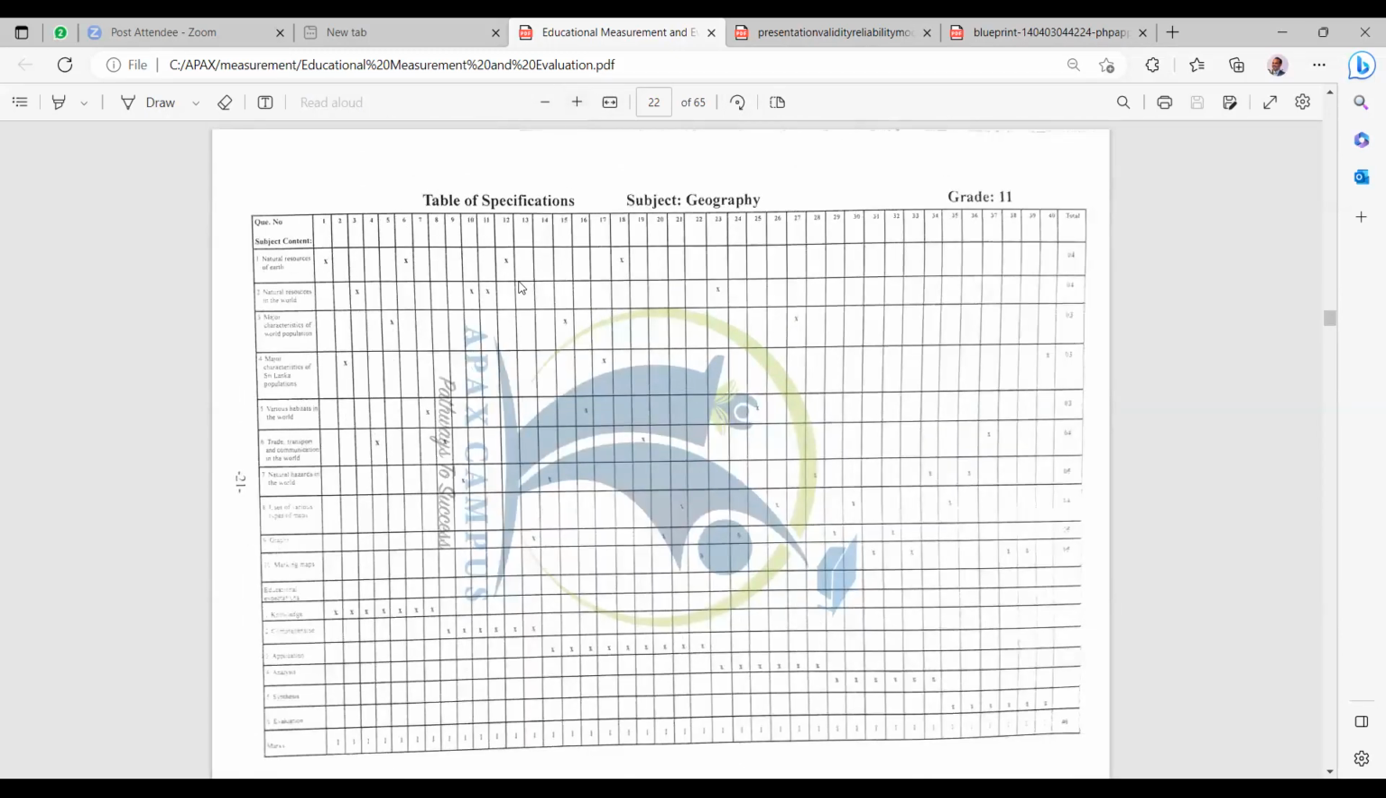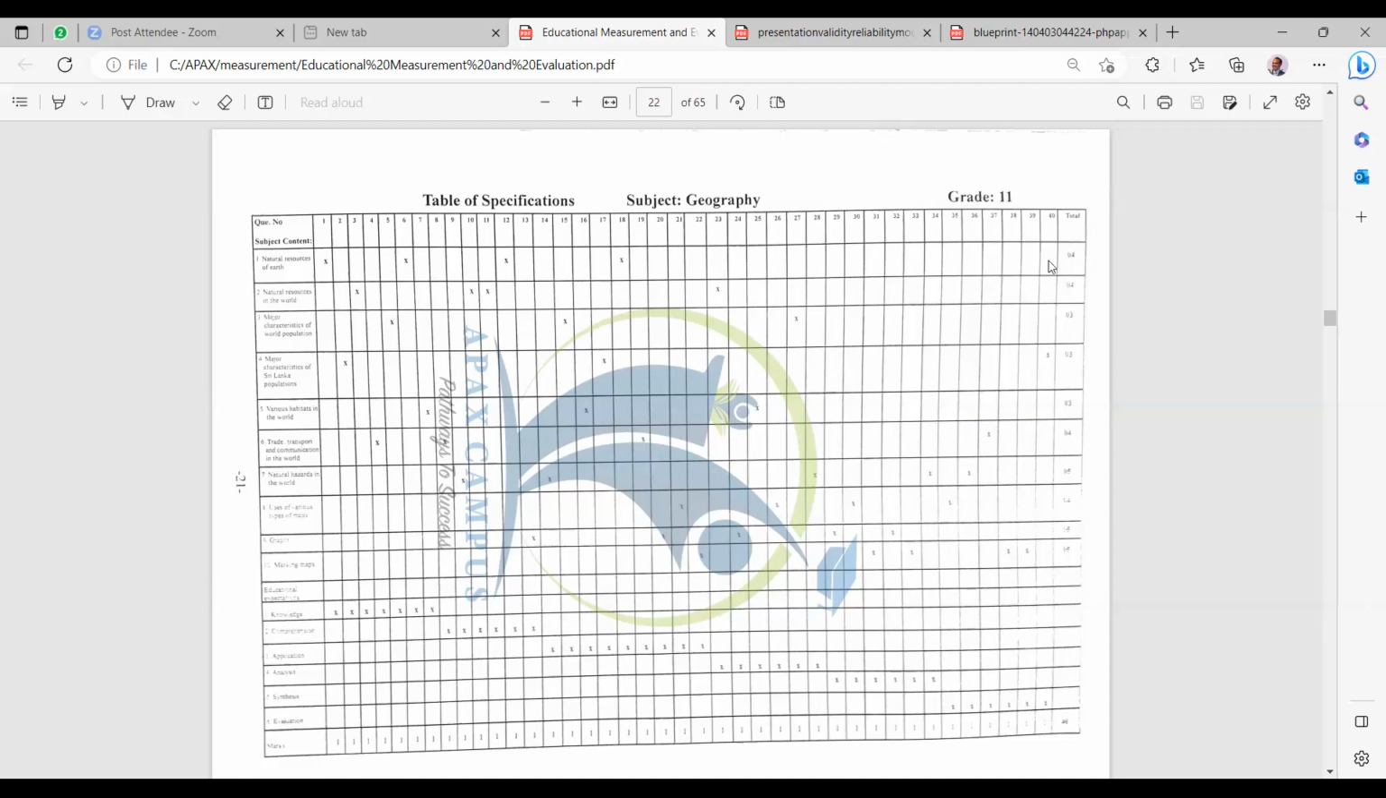So here you can see the table of specifications. The subject and the grade are given, with question numbers and subject content. Here the paper setter has decided to have 40 questions, and then the subject content is divided. So for natural resources of Earth, these questions are allocated.